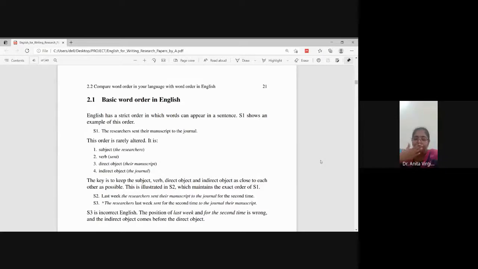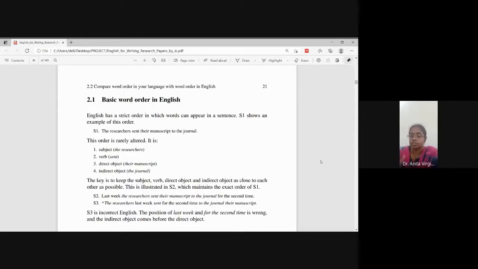A sentence will have a subject and a verb. Verb is nothing but the action words. Whatever action takes place will have the verb, and we will have an object. Object can be a direct object or an indirect object. So that is what we have learned, isn't it? This is the basic structure of English.